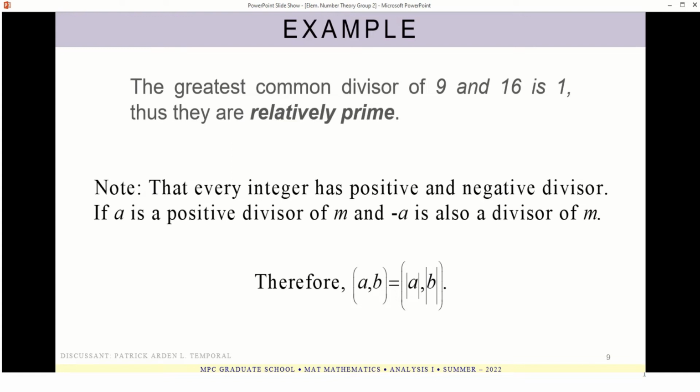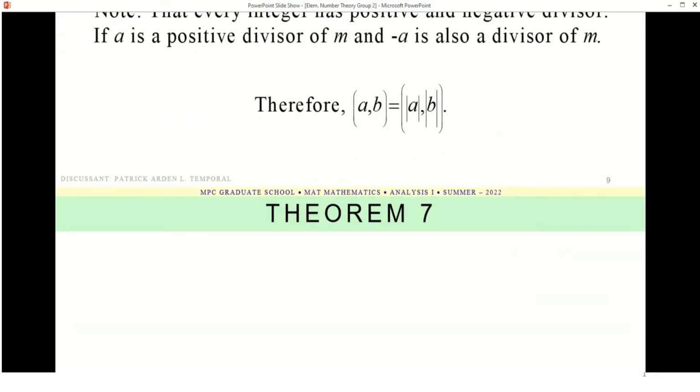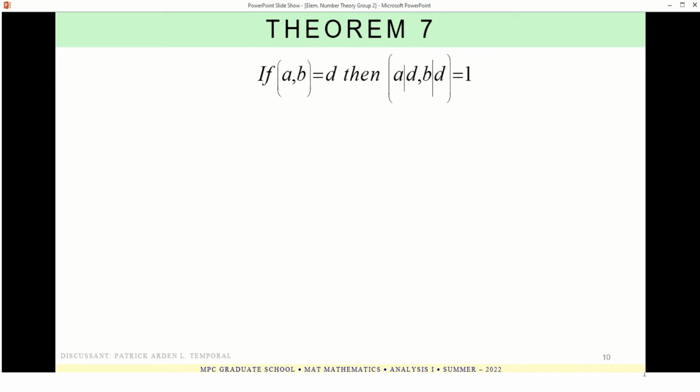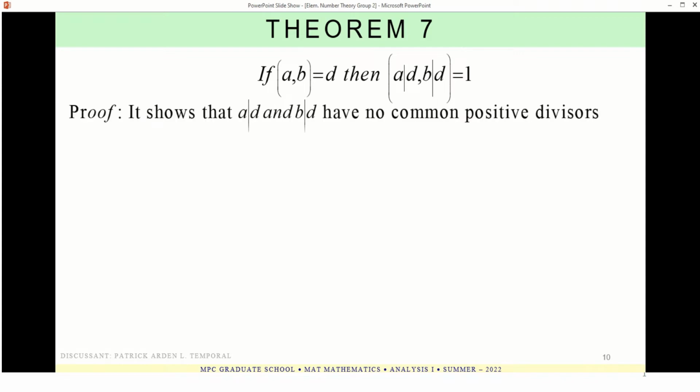Now, we are going to discuss a theorem about the greatest common divisor of two integers. This theorem states that if we divide two integers by their GCD, then the outcomes are relatively prime. For theorem number 7, if (a, b) is equal to d, then (a/d, b/d) is equal to 1. It shows that a/d and b/d have no common positive divisors other than 1.